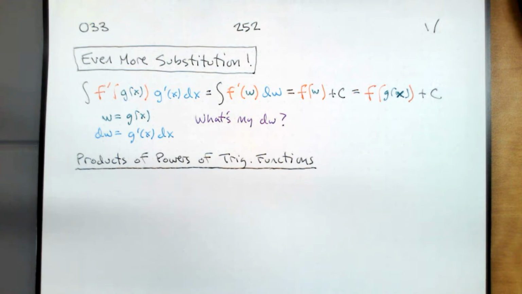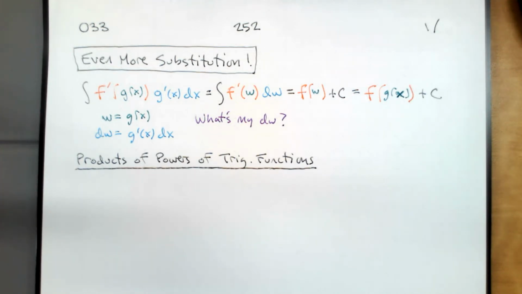Think back to our derivatives. Derivative of sine is cosine, derivative of cosine is negative sine. Those two are related. So if w is equal to sine, I need one factor of cosine to be the dw. If w is equal to tangent, I need secant squared to be the dw. If w is equal to secant, I need a secant and a tangent to be the dw. That's the game in substitution. Whatever substitution you want to make, what's your dw going to be? Because all those x's have to go.